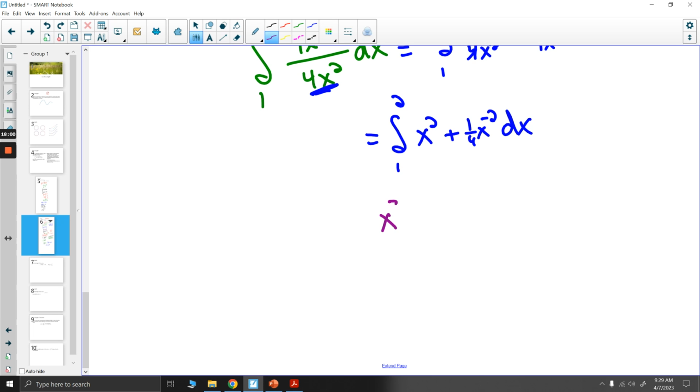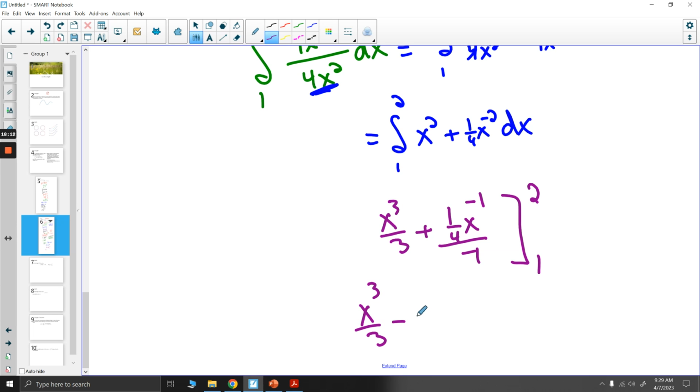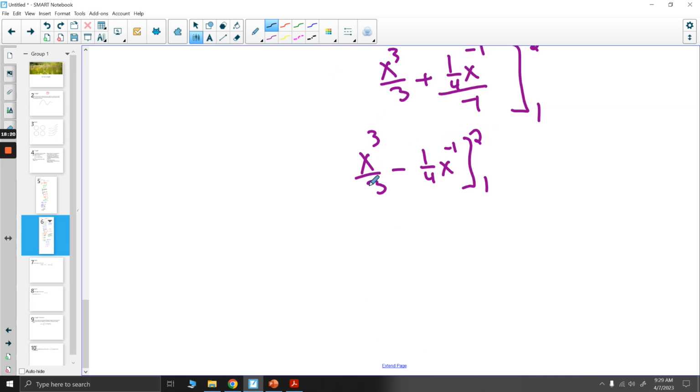Integral of x squared is x cubed over 3 plus 1/4 x to the negative 1 over negative 1 from 2 to 1. All right, so that means x cubed over 3 minus 1/4 x to the negative 1 from 2 to 1. Okay, now we can plug them in. 2 to the third is 8/3 minus 2 to the negative 1, that's 1 over 2, so that's minus 1/8 minus, okay, 1, that would be a 1/3 minus 1/4.